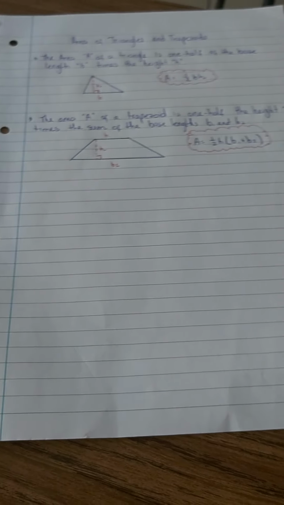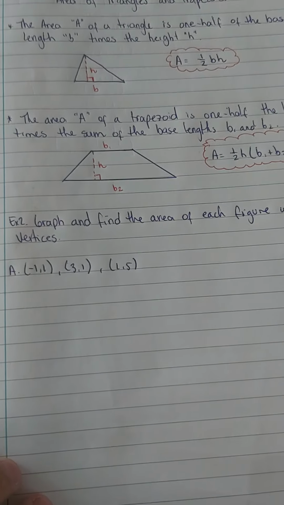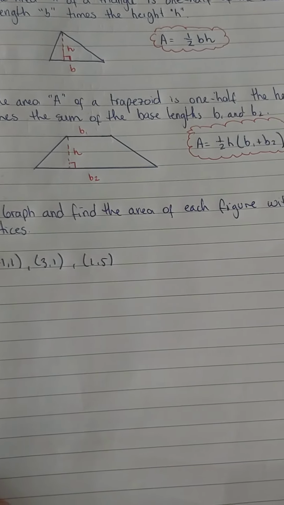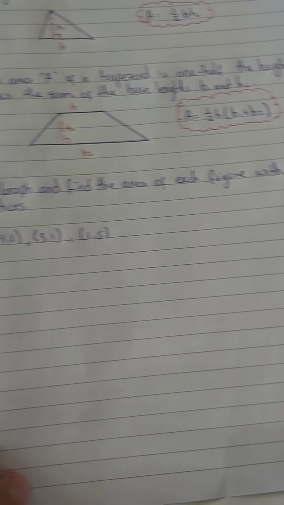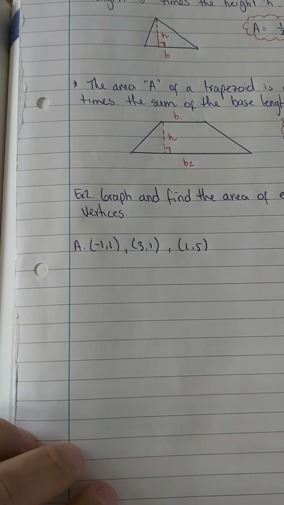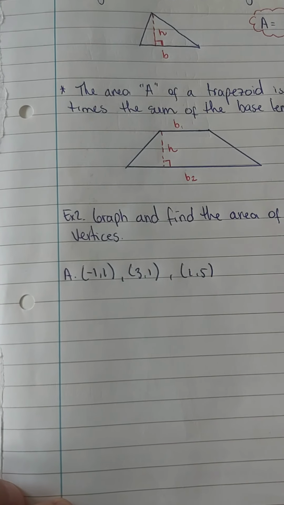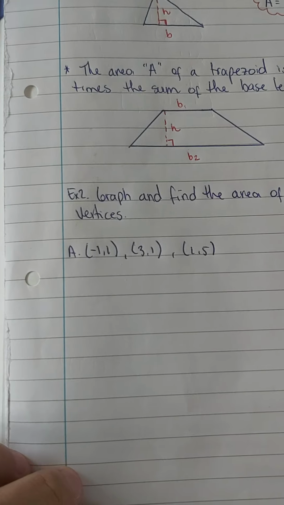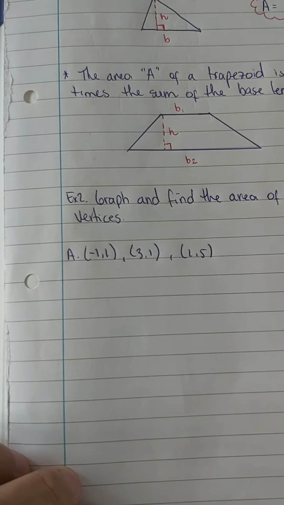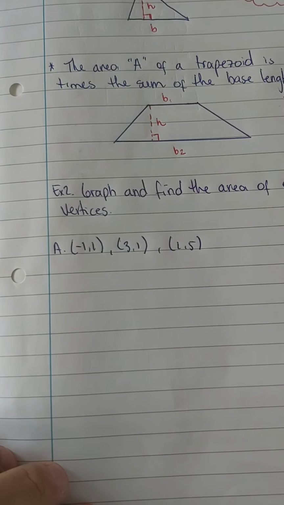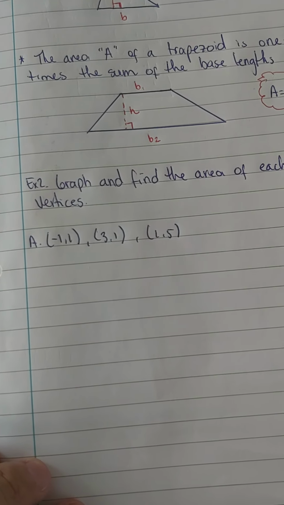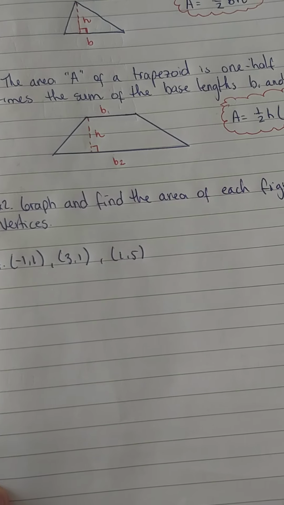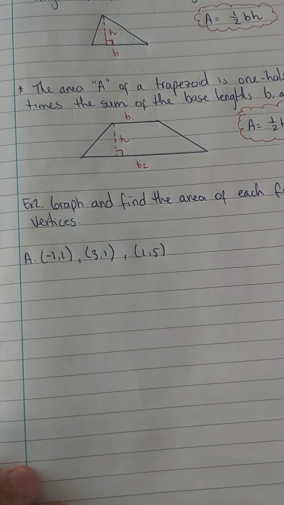Okay, so let's look at example 2. Example 2 says, graph and find the area of each figure with the given vertices. So part A, we have the three vertices, (-1, 1), (3, 1), and (1, 5). That means we're going to have to plot these points in the coordinate plane, then find the area of the figure that we have created.